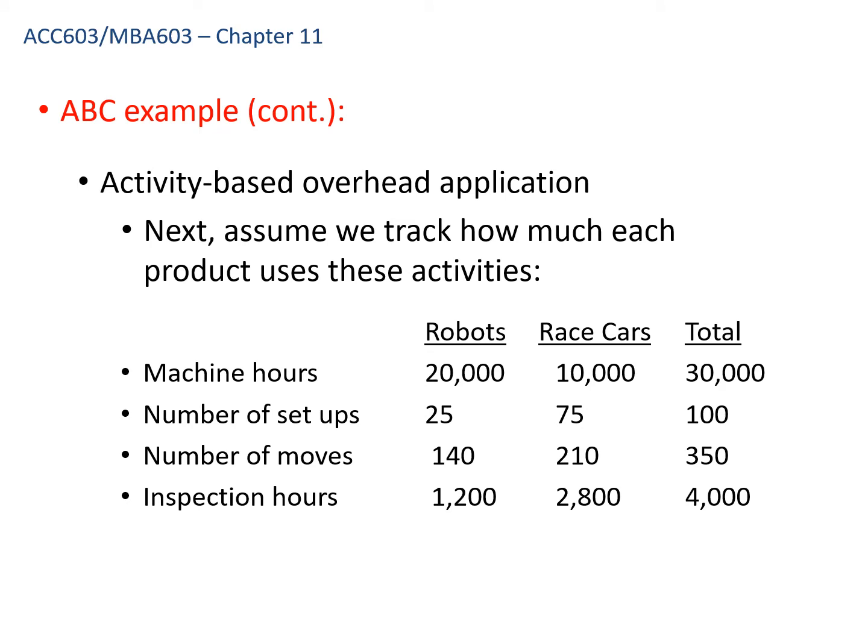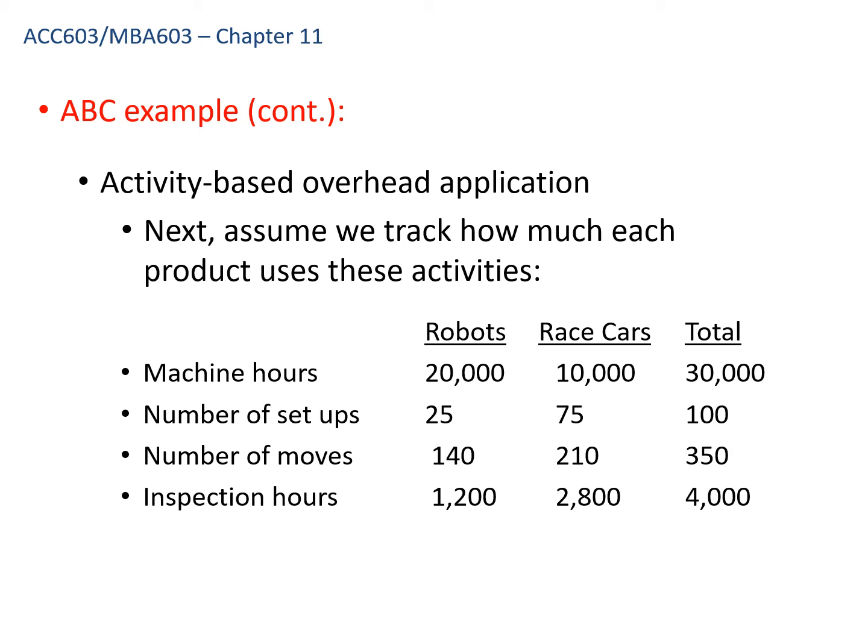So now I have to go and look at what the activities are going to be for these two products. And this is the part that makes activity-based costing a little bit more expensive, because most accounting systems don't track activities, they track costs. So we'd have to have some mechanism to record the number of machine hours that are used for robots versus race cars, the number of setups that occur for both of the products, the number of movements within the factory that occur for both products, and the number of inspection hours that are incurred for both products.